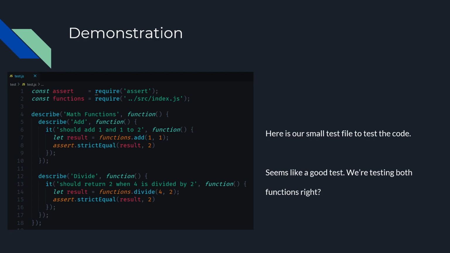Now let's take a look at the unit tests for our module. We see that we're importing a few things, including our module, and we're going to have a suite called math functions that has an add section and a divide section. So in our add section, we have one unit test that will give the inputs 1 and 1 and expect that the result of that would be 2. Seems good. It's covering it. Now we have a unit test for our divide function that will give the numbers 4 and 2 and expect the result to be 2.